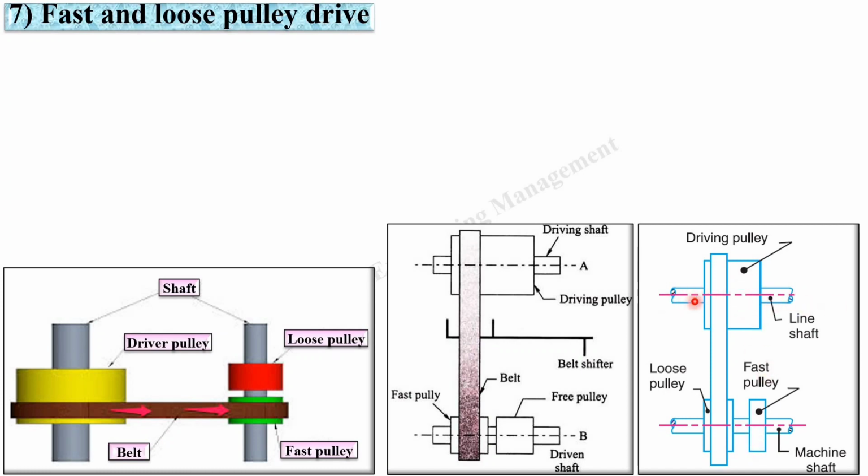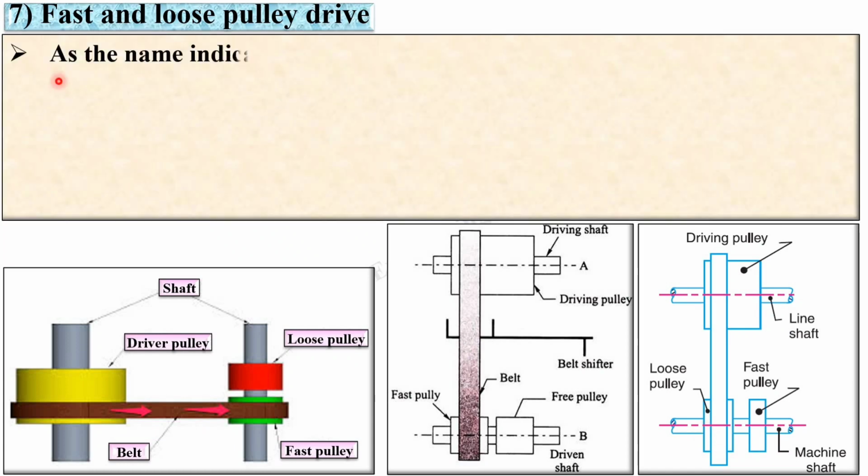So very simple. On the driving shaft there is a single pulley that is called the driving pulley, but on the driven shaft, which is also called the machine shaft, there are two pulleys. One is called a fast pulley and the second one is called the loose pulley. Keep in mind, fast pulley is mounted on the shaft with the help of a key, whereas loose pulley is mounted on the shaft with the help of a bearing.